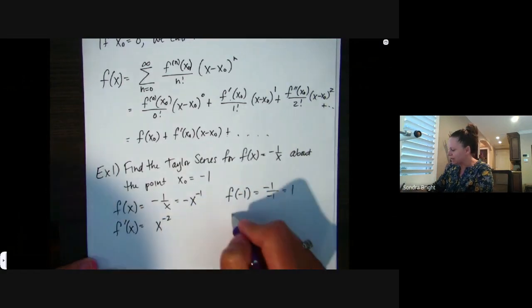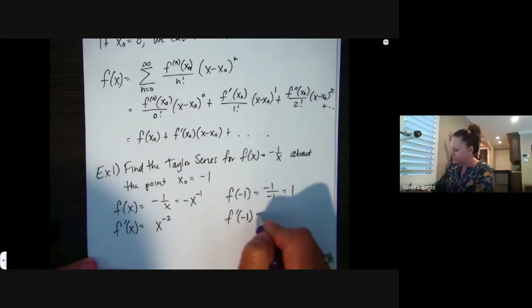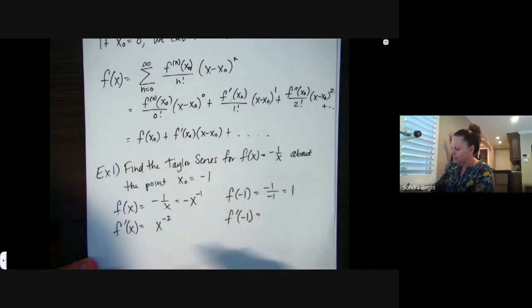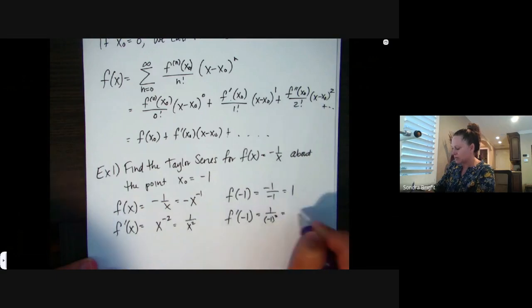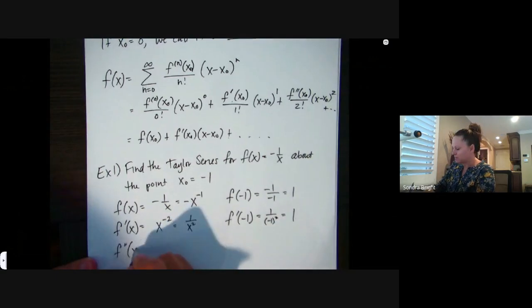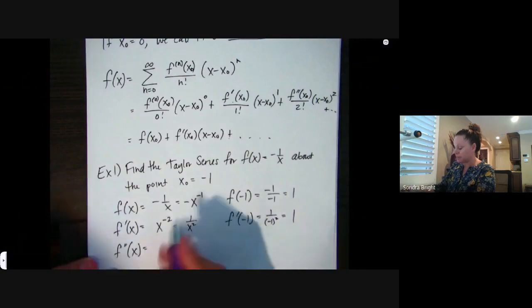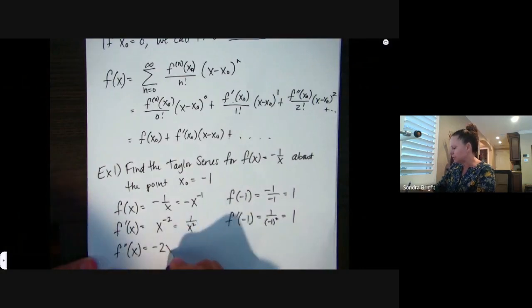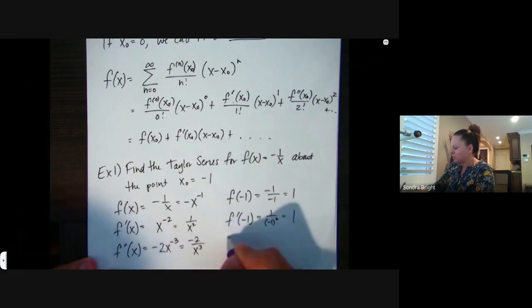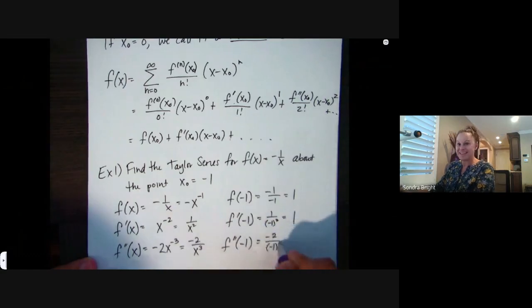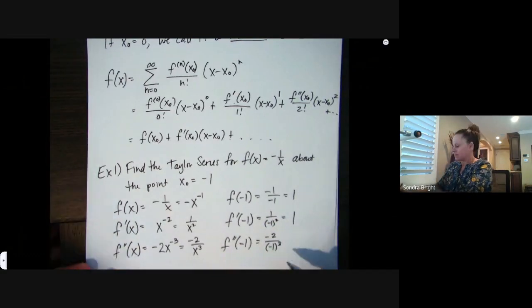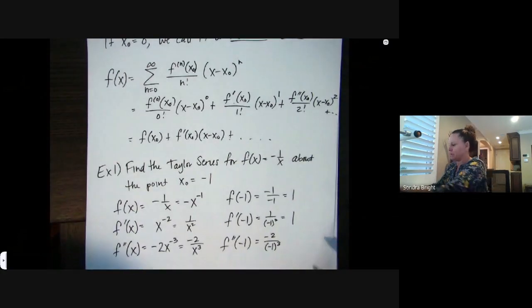And so your first derivative at negative 1, when you plug a negative 1 in there, this is like 1 over x squared. So it's a 1 over negative 1 squared, which is definitely a positive 1. Taking the second derivative, pop and drop this guy. That would be a negative 2 x to the negative 3, which is negative 2 over x cubed. And so second derivative at negative 1 would be a negative 2 over negative 1 cubed. Negative 1 cubed is a negative. And so you end up with a positive 2.